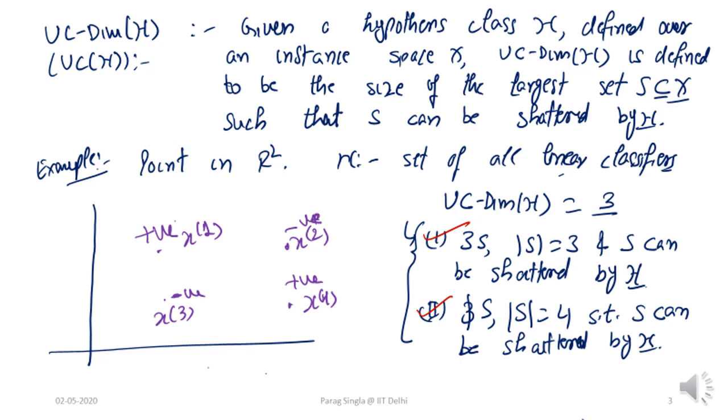And in the previous slide, we showed that there was a set of points of size 3 which can be shattered by this hypothesis class. And note that in this definition, if you look at it carefully, we are simply saying that for the VC dimension to be, let's say, D, there has to be some set of points of size D which can be shattered.